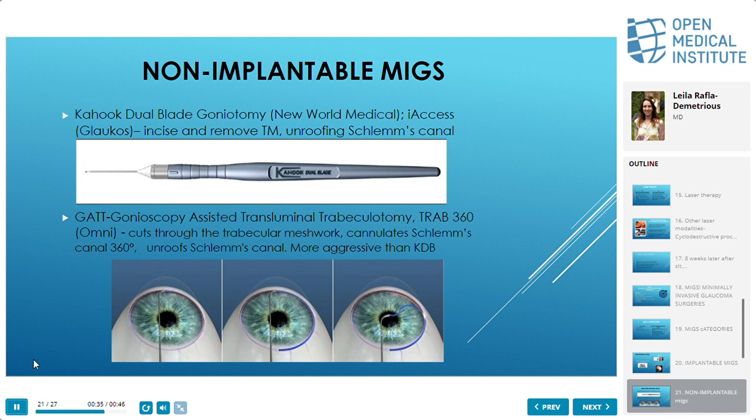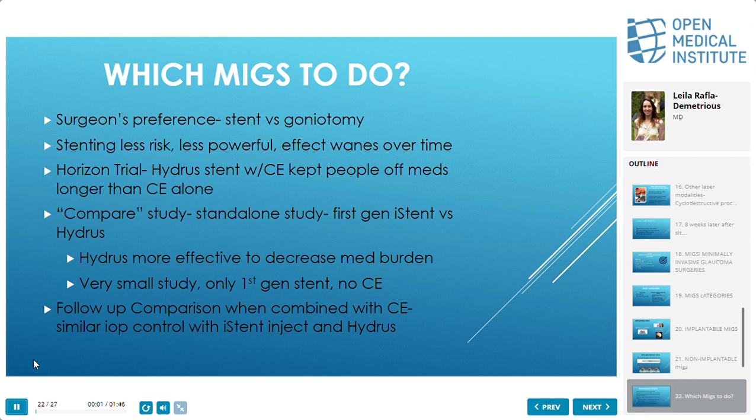And it's much more aggressive than the Cahook dual blade or the I-Access, but it does lead to better pressure control, has much more risk of hyphema and inflammation. They're more powerful, and they tend to last longer, those things.